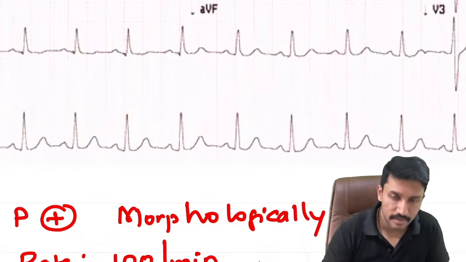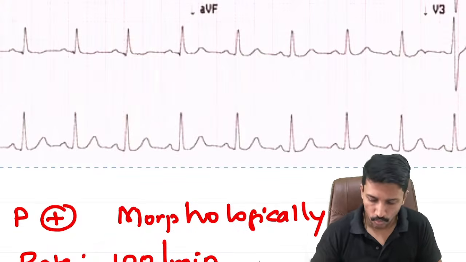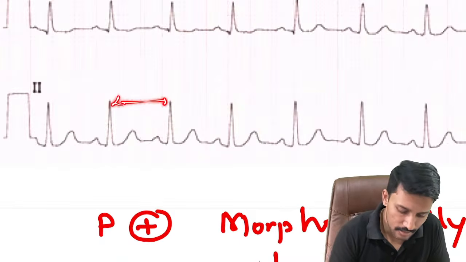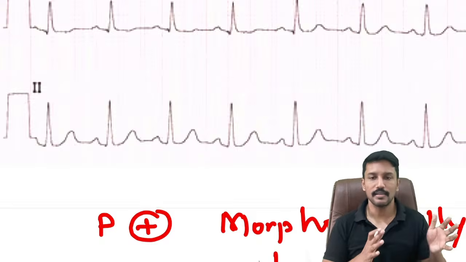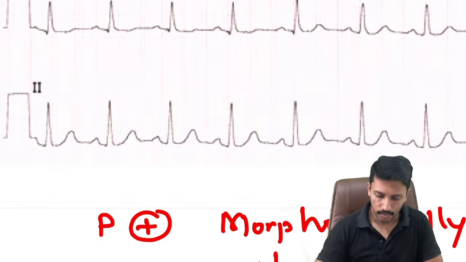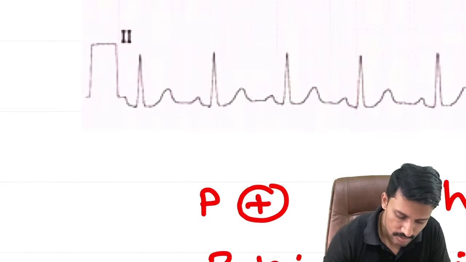But if I have to calculate the atrial rate, I can follow the same formula. The only thing I have to keep in mind is that, instead of the RR interval, I have to look at the PP interval. The PP interval gives me the atrial rate. Okay. So can we calculate the atrial rate on this ECG?